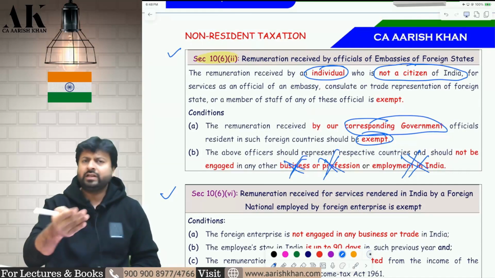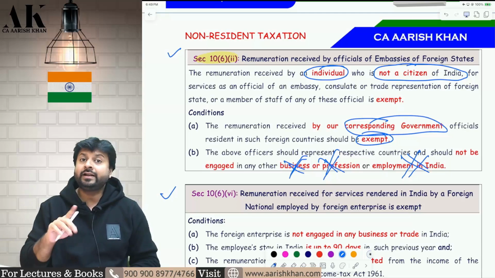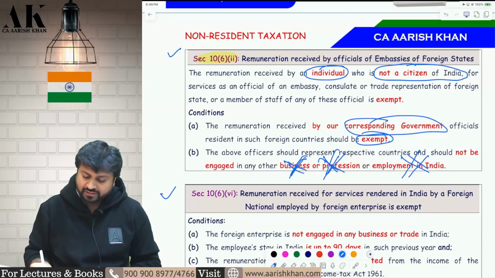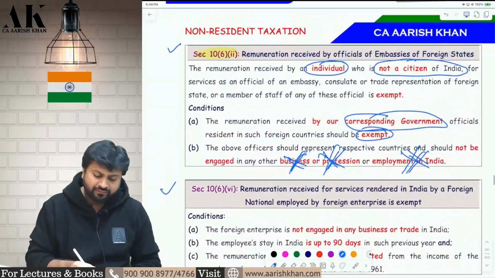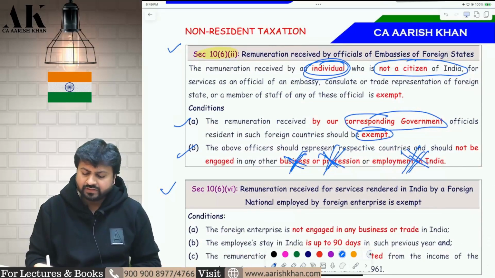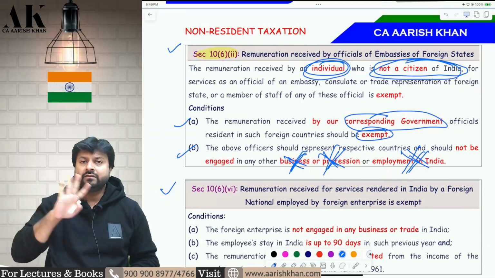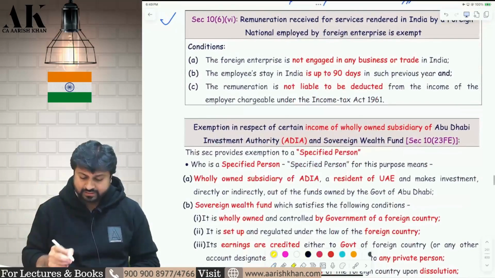He can have a bank account, he can earn interest, he can have a house property, earn rental, but should not be engaged in business, profession or employment. Any other business, profession or employment they should not be engaged in. If he fulfills these 2 conditions, then the income of the individual who is a foreign citizen will not be subject to tax in India. I hope it is clear to all of you.